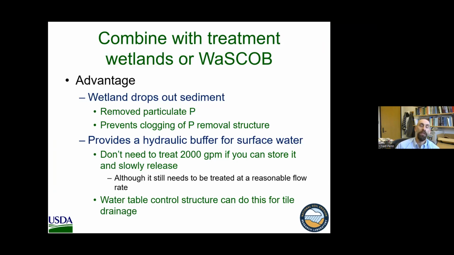And the wetlands or storm basins, either way, they provide a hydraulic buffer for surface water. So you don't have to build a structure that treats 2,000 gallons per minute if you can store that water and then slowly bleed it out. You still need to treat it at a reasonable flow rate though. If you're doing this underground, a flow control, a water table control structure like an Agri-Drain can do this for tile drain. You just hold that water back in the field and then slowly bleed it through your filter. We do this all the time.